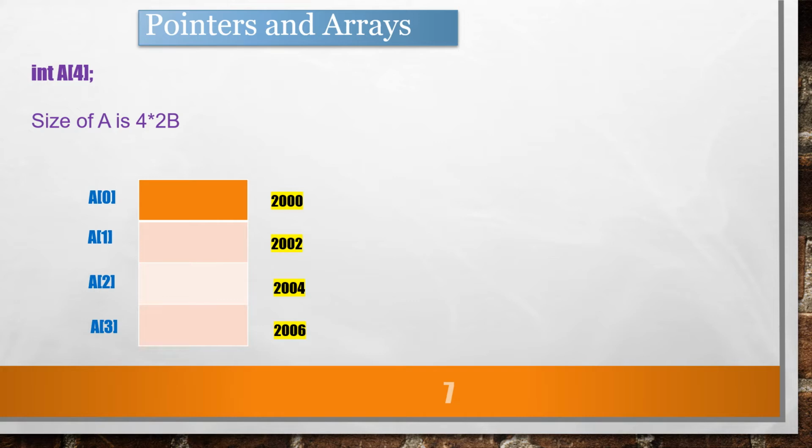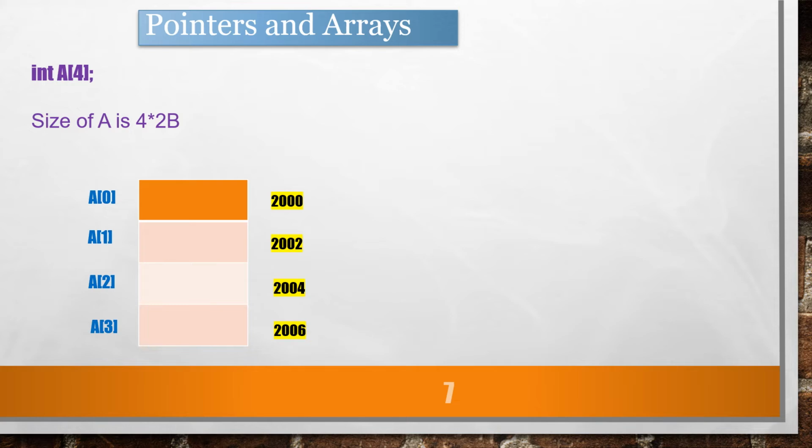Now let us try to combine the concept of pointers with arrays. Let us create an array int a[4]. The size of the array will be 8 bytes, because every location in an integer array is of size 2 bytes. The individual array locations will be named a0, a1, a2 and a3. The addresses may be a0 at 2000, a1 at 2002, a2 at 2004, a3 at 2006.